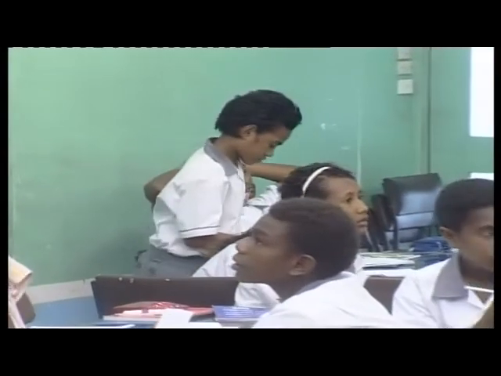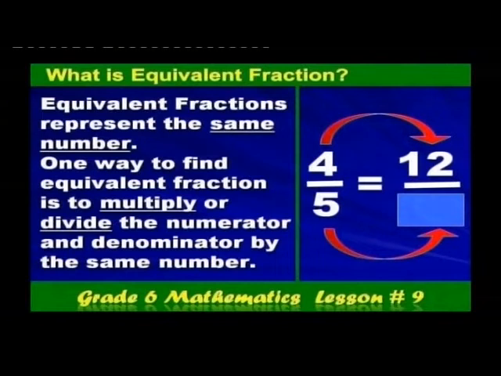4 times 3. Okay, Madhu says 4 times 3 is equal to 12. Is he correct? Yes, very good. So 4 times 3 is equal to 12. Now what would be the number that we are going to use to multiply with 5 in order to get the answer to that?